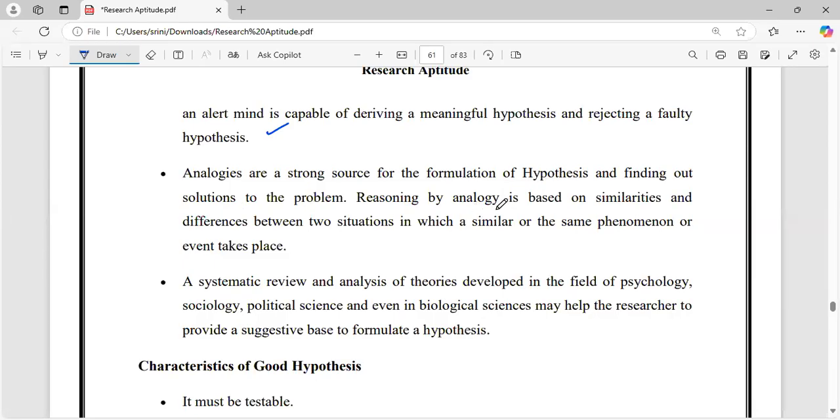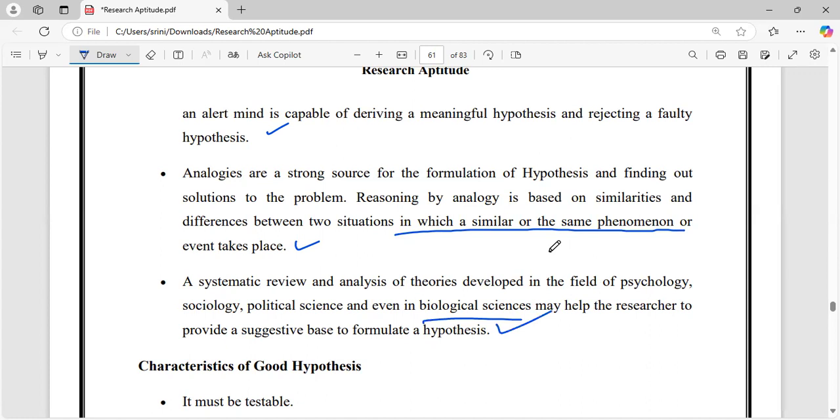Reasoning by analogy is based on similarities and differences between two situations in which a similar or the same phenomenon is explained. A systematic review and analysis of theories developed in the field of psychology, sociology, political science, and even in biological science may help the researcher to provide a suggestive base to formulate a hypothesis.